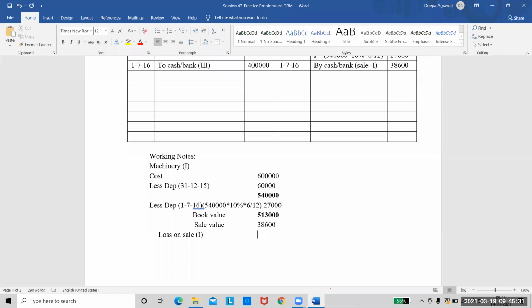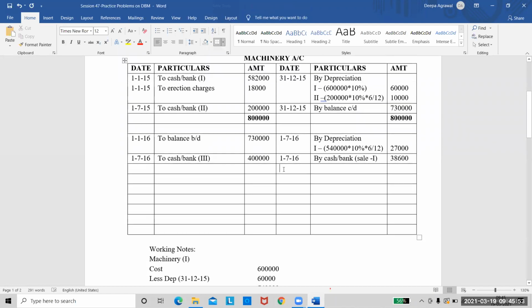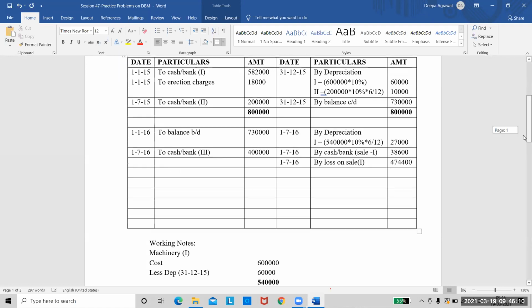How much did you say? 474? 74,400. 4,74,400, right? So this is my loss on sale. So I should take my loss on sale also on the credit side. So take it here. Again, 1/7/2016 by loss on sale in brackets machinery number 1, that is 4,74,400. So now I have taken everything related to first machinery.